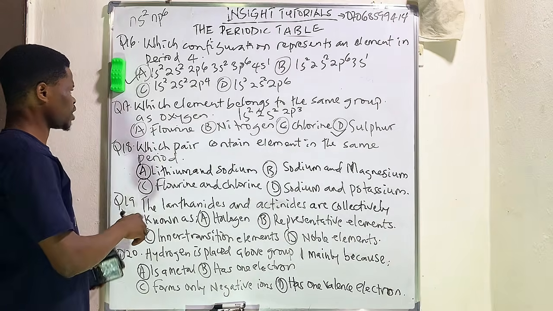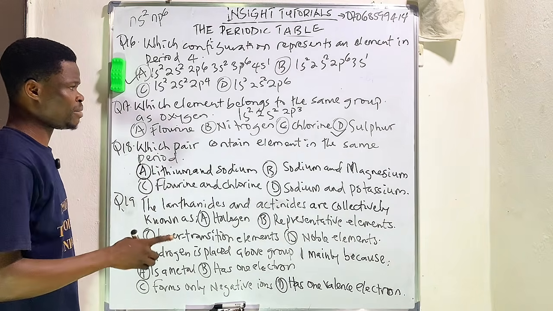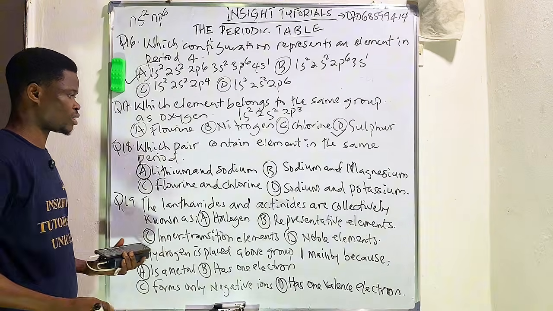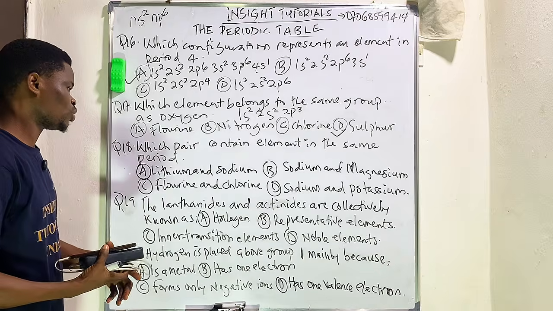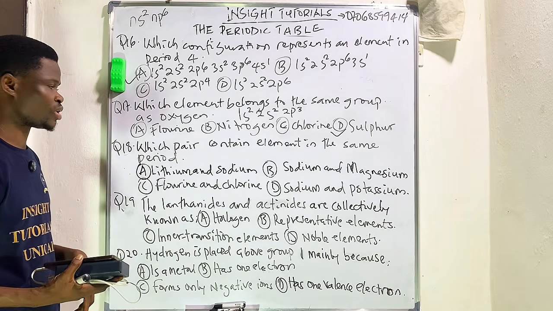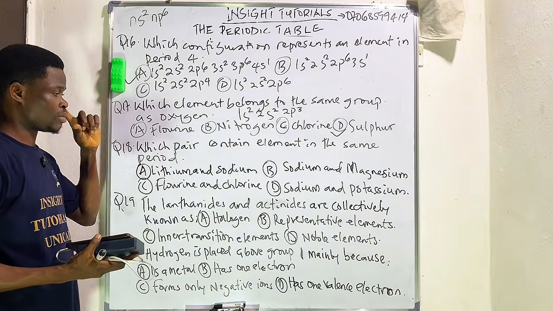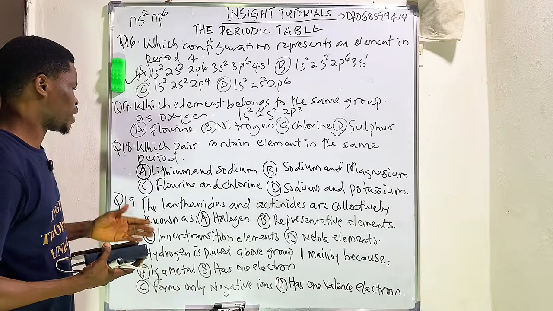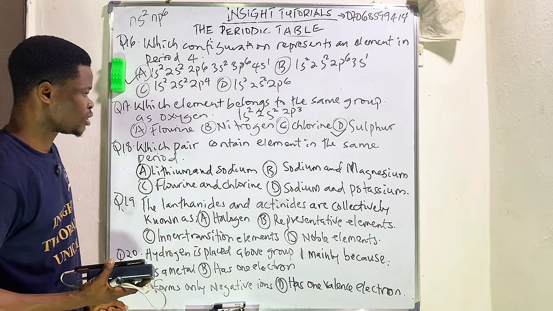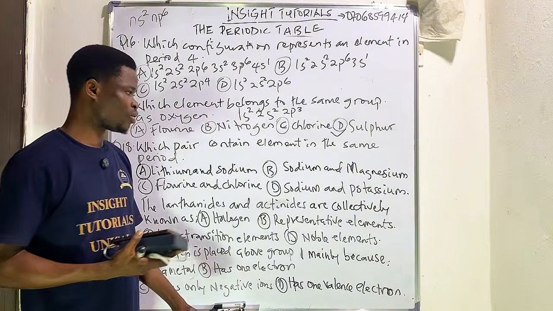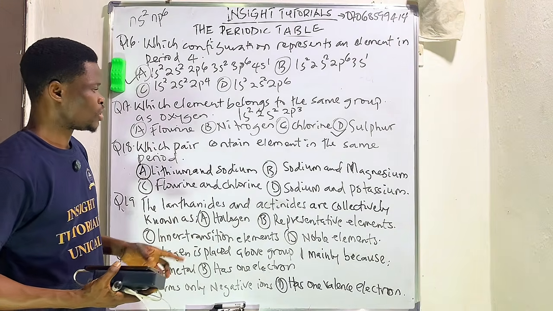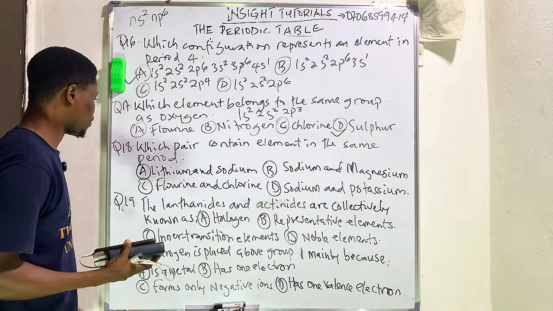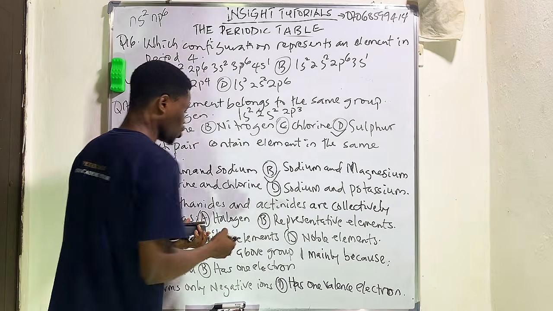All right, the next question says, which pair contains elements in the same period? A says lithium and sodium, B sodium and magnesium, C fluorine and chlorine, D sodium and potassium. Lithium and sodium are in the same group because they both have a valence electron of 1. Fluorine and chlorine are also in the same group, regarded as halogens. Sodium and potassium are also in the same group. The only pair in the same period is sodium and magnesium. That is period 3. So B is the correct option.